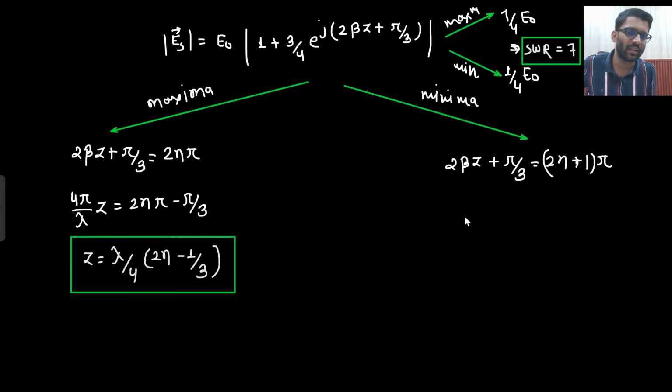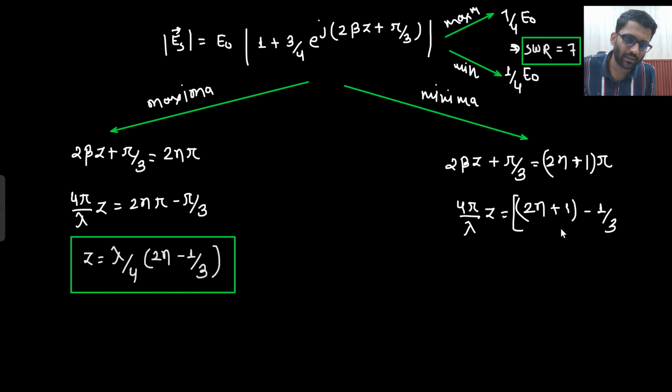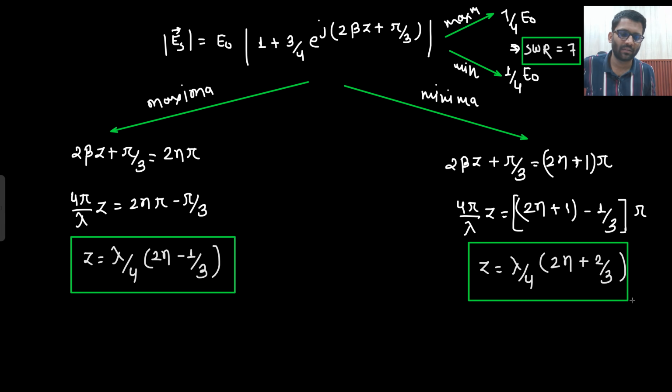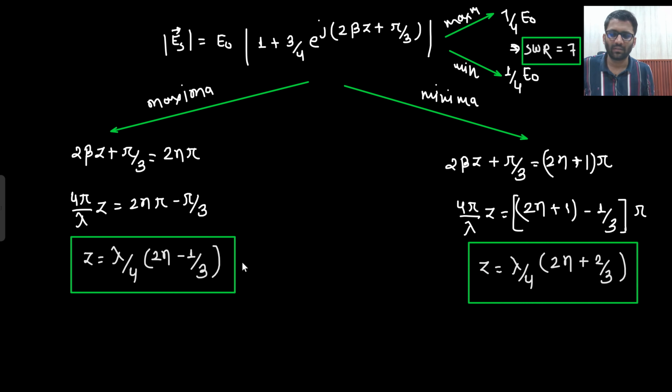And from here, what you are getting? This would be 4 pi by lambda, so 2n plus 1 minus 1 by 3 pi. Pi and pi get cancelled. Z is equal to lambda by 4, 2n plus 1, 2 by 3. This is your maximum. This is your minimum.